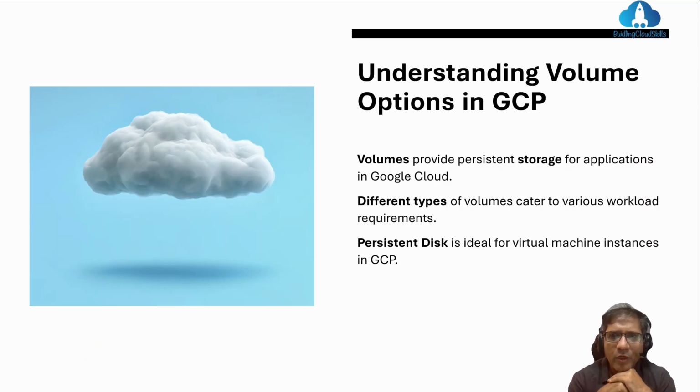Alright, so now we are going to talk about volumes. Volumes are persistent storage. They get attached to the VM and you can consume them directly with your VM. So they cater as a primary storage when your VMs are working. And there are a few options around it. Let's understand some basics of it and then we'll look at more details in the console also.